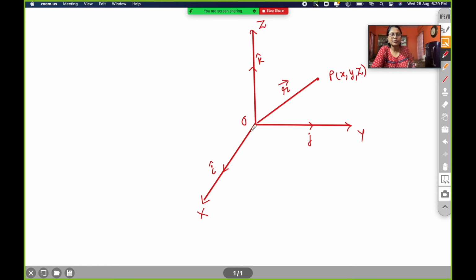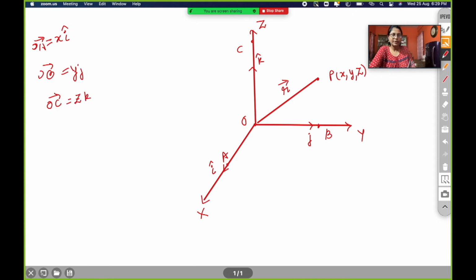The components of r along the positive x, y and z axes are respectively OA, OB and OC. So vector OA equals xi, vector OB equals yj, and vector OC equals zk.